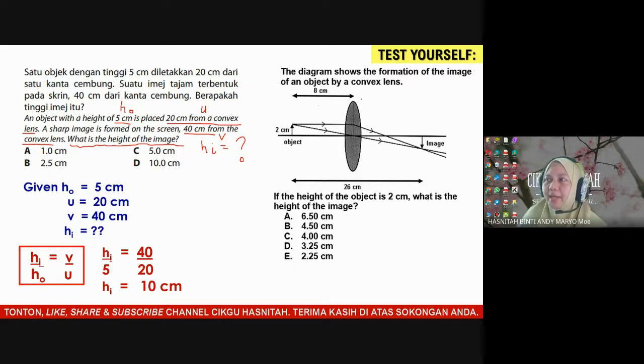Then second question. Try to find. The second question is similar to number 1. They give you again convex lens as shown in the diagram. You are given several distances here. 8 centimeter. This is 26 centimeter. Our object is 2 centimeter of height. And this is where our image is at. The question asks you to find what is the height of this image. Can you try to do this?